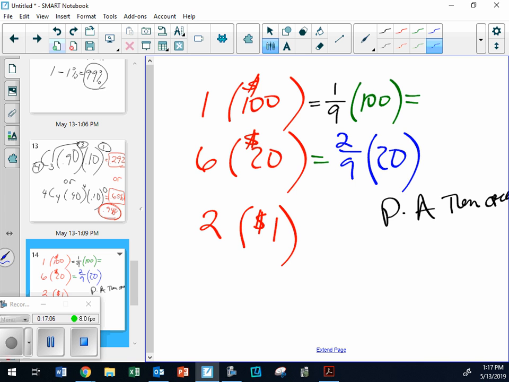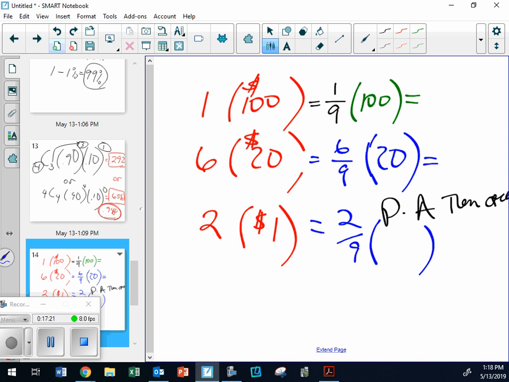$20. Sorry, that's not 2 out of 9. 6 out of 9. You're right. And last but not least, 2 out of 9 chance. And the amount you get for this dollar bill is $1. Probability times the amount, then you add them all up.